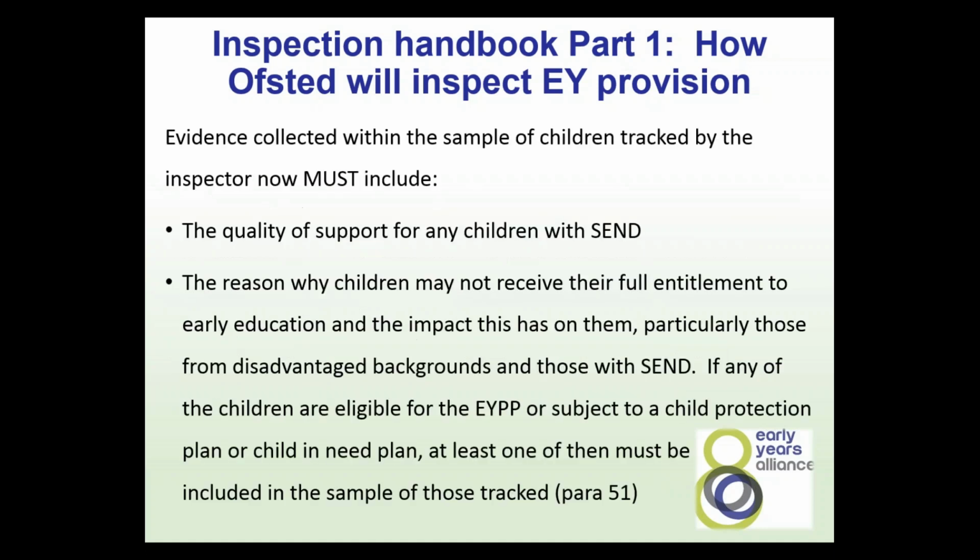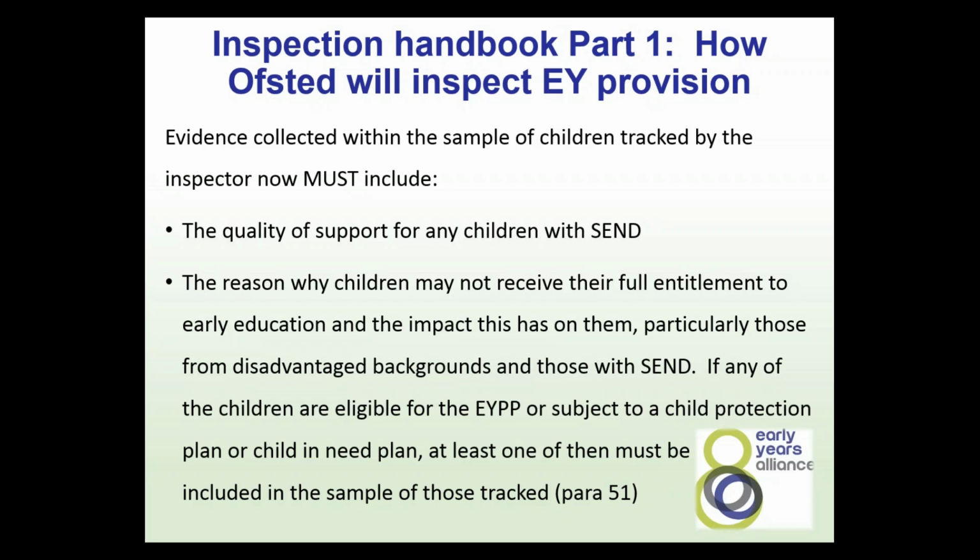Absolutely, yes. There's also a few interesting changes to the evidence collected within the sample of children tracked by the inspectors. Now, this must include the quality of support for children with SEND, and the reason why children may not receive their full entitlement to early education and the impact this has on them, particularly those from disadvantage, and also specific reference to the early years pupil premium, or if a child is subject to a child protection plan or a children in need plan, at least one of those then must be included in the sample of those tracked.